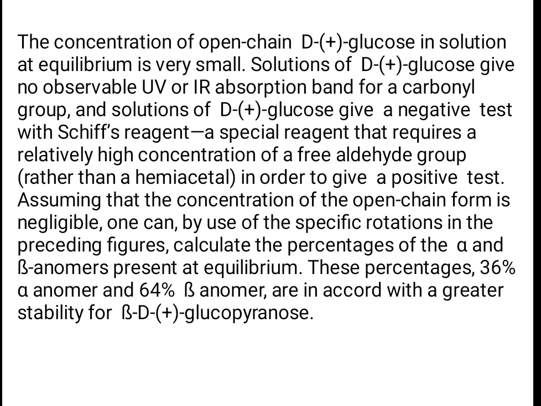Assuming that the concentration of the open chain form is negligible, one can, by use of the specific rotations in the preceding figures, calculate the percentages of the alpha and beta anomers present at equilibrium. These percentages come out to be 36% alpha anomer and 64% beta anomer. These are in accord with a greater stability for beta D glucopyranose. As the beta D glucopyranose is much more stable than the alpha anomer, that's why it has the higher percentage.